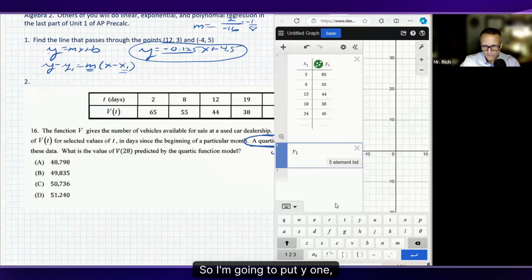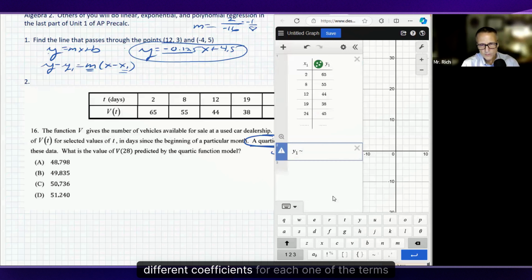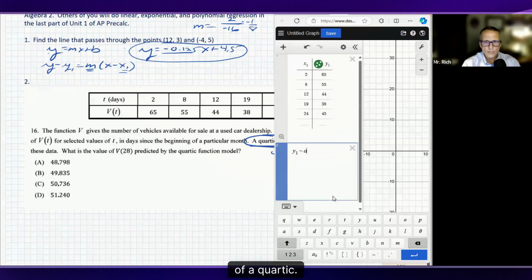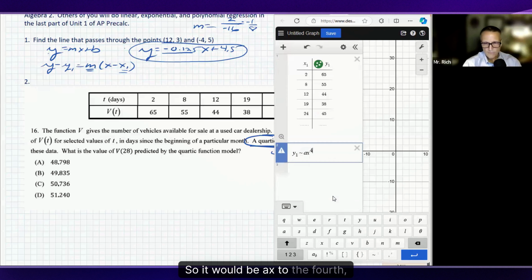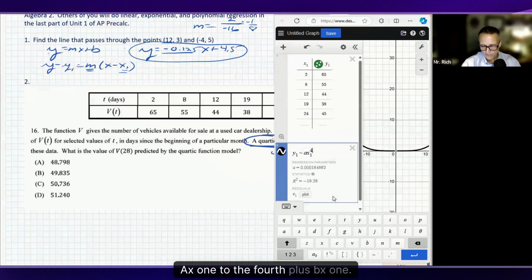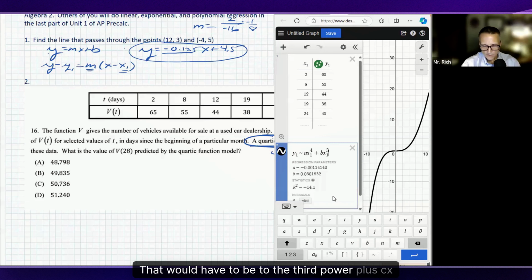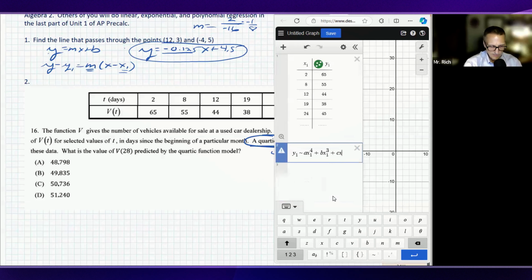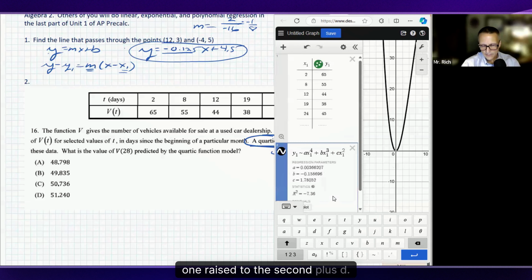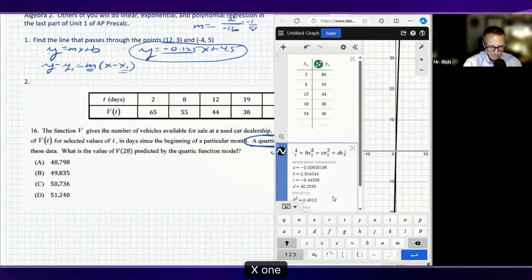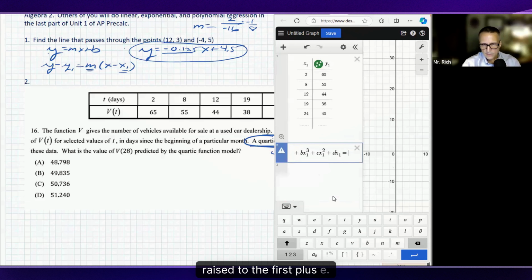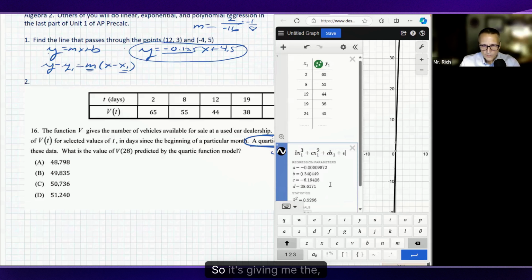So I'm going to put y1, put the tilde in, and I'm going to use different coefficients for each one of the terms of a quartic. So it would be ax to the fourth, ax1. See how it didn't like that? ax1 to the fourth plus bx1 to the third power, plus cx1 raised to the second, plus dx1 raised to the first, plus e. There it is. So it's giving me the line of best fit right there.